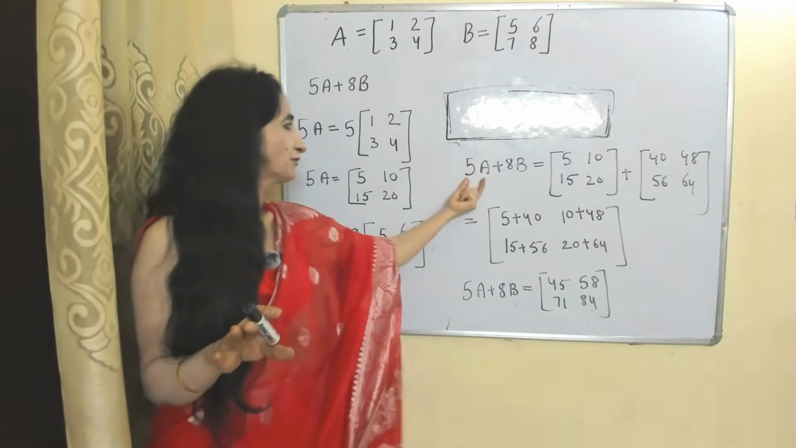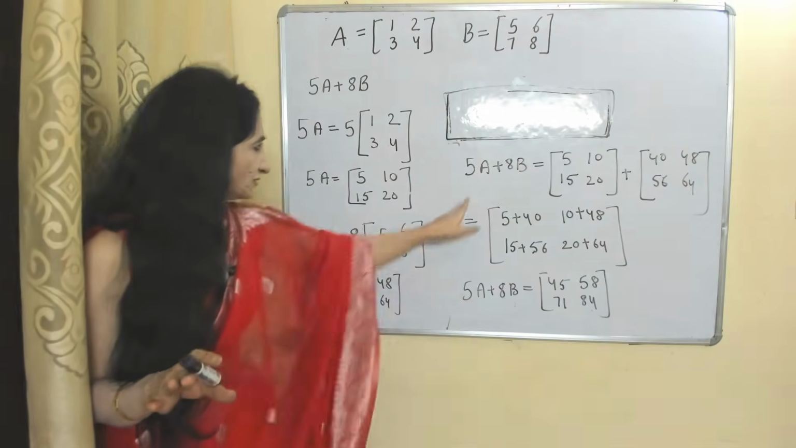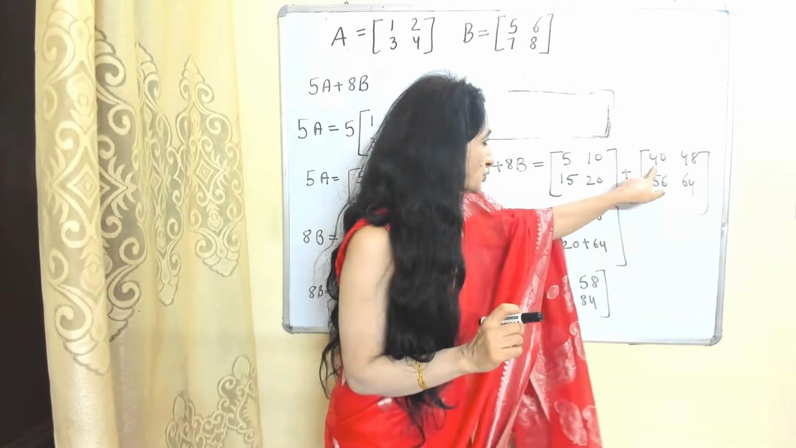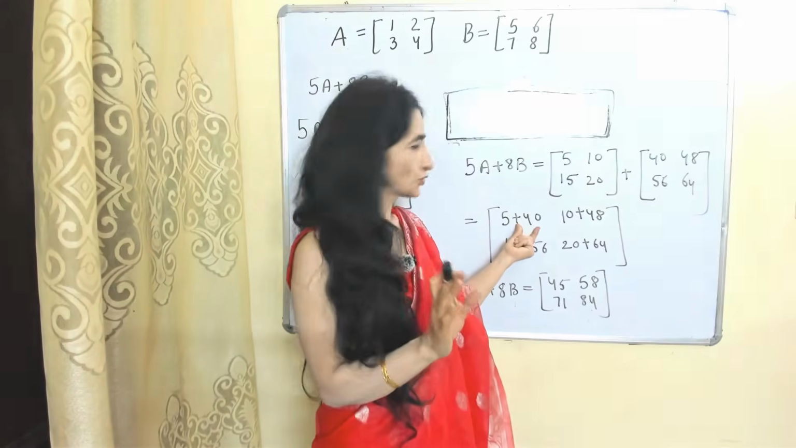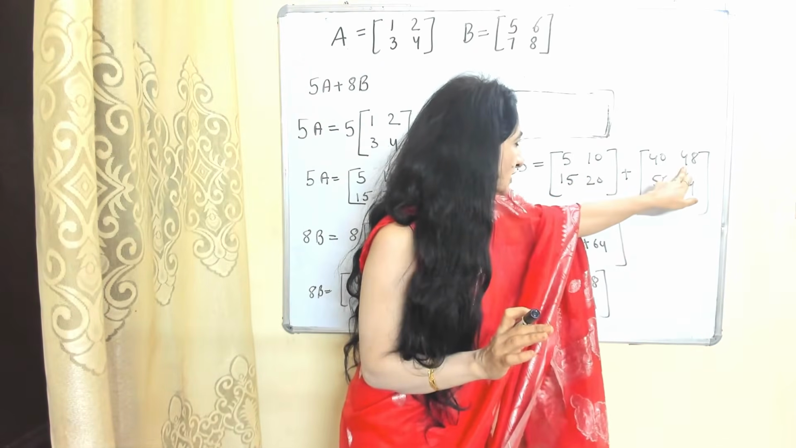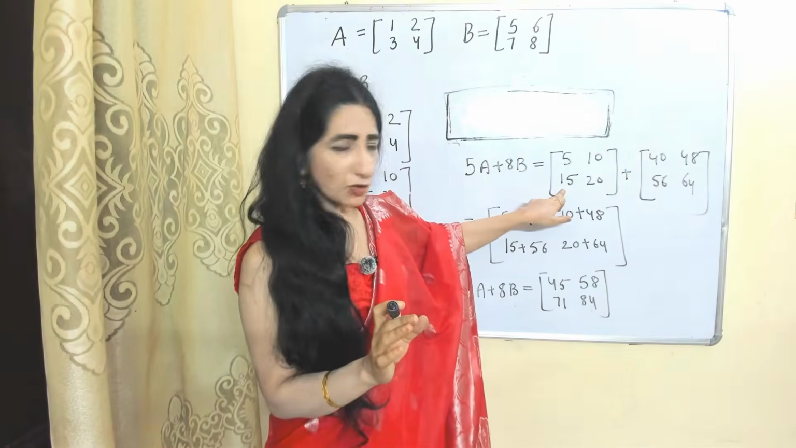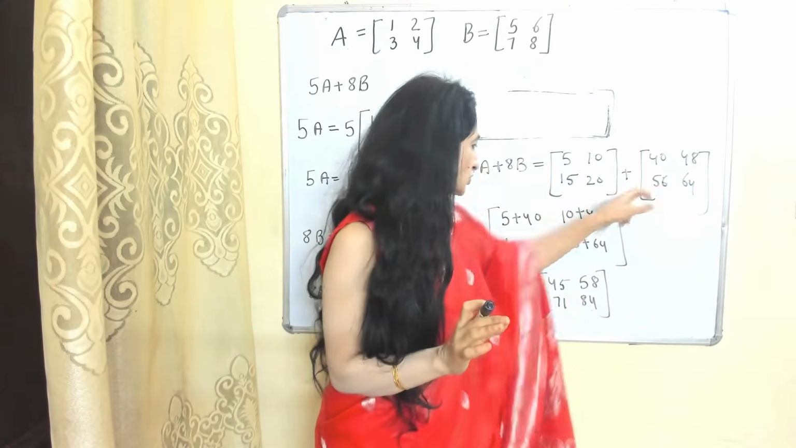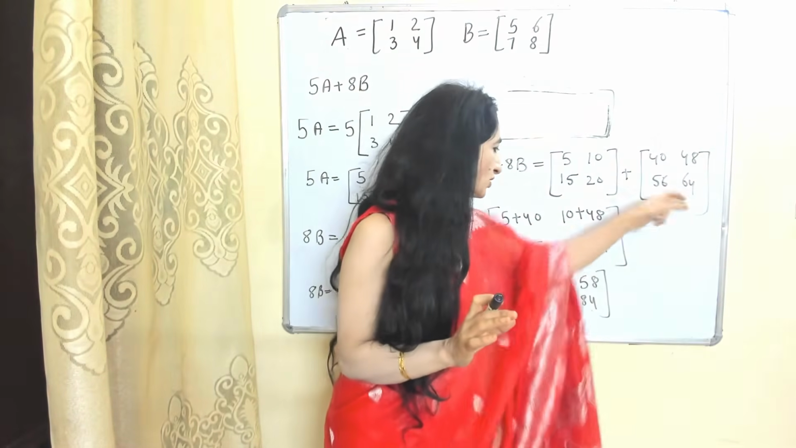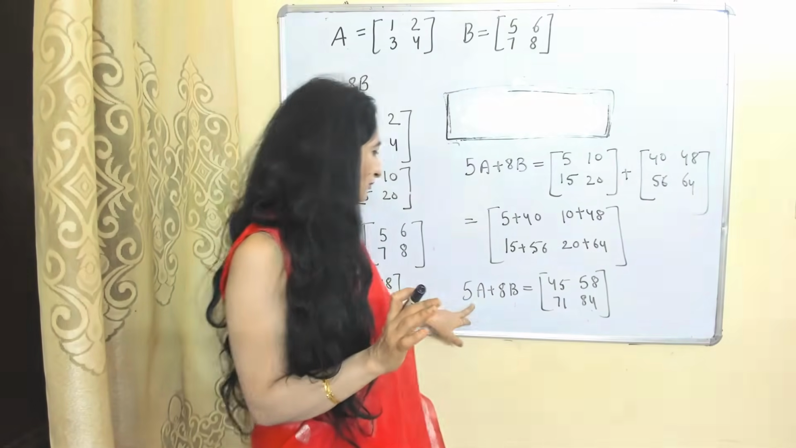So now we add 5A and 8B. This is 5A and this is 8B. We will add them together. First row, first column with first row, first column, we will add these two. First row, second column with first row, second column, we will add these two. Second row, first column with second row, first column, we will add these two. Second row, second column with second row, second column, we add these two, and this will be the final value of 5A plus 8B.